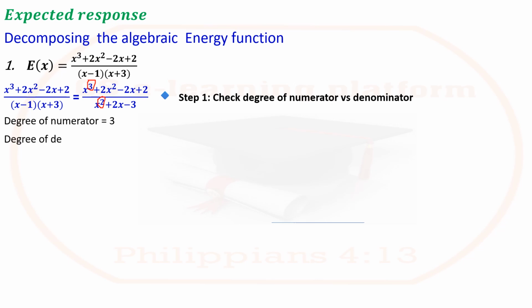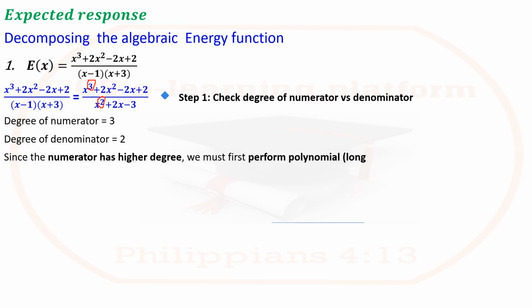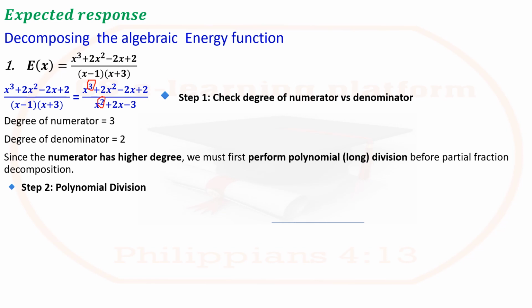The degree of the numerator is 3, the degree of the denominator is 2. Since the numerator has a higher degree, we must first perform polynomial long division before partial fraction decomposition. I will write what I'm dividing: x cubed plus 2x squared minus 2x plus 2, divided by x squared plus 2x minus 3. x cubed divided by x squared gives x. Multiplying x times the divisor, I get x cubed plus 2x squared minus 3x. When I subtract this, I get the remainder starting with negative 2x.